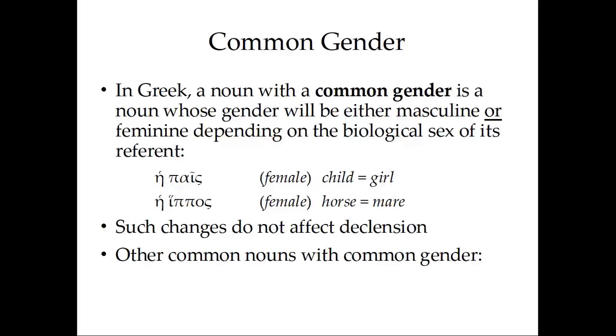Here are some other common nouns with common gender. We've got anthropos, so we do see he anthropos as well as ho anthropos, although usually he anthropos has an additional connotation. It's not usually a positive one. But we see, in a more neutral way, he theos in addition to ho theos. And the definite article there is going to tell us that we're dealing with either a male god, ho theos, or a female god, a goddess, he theos.